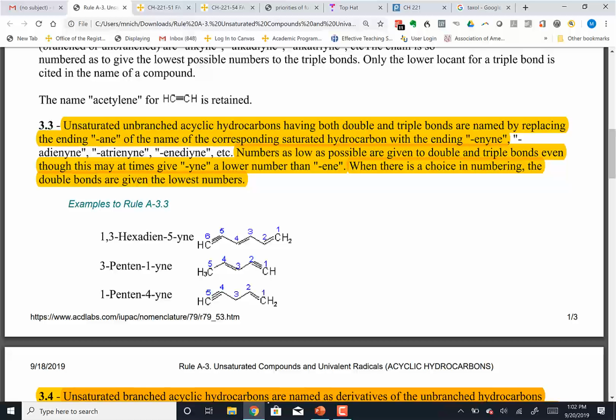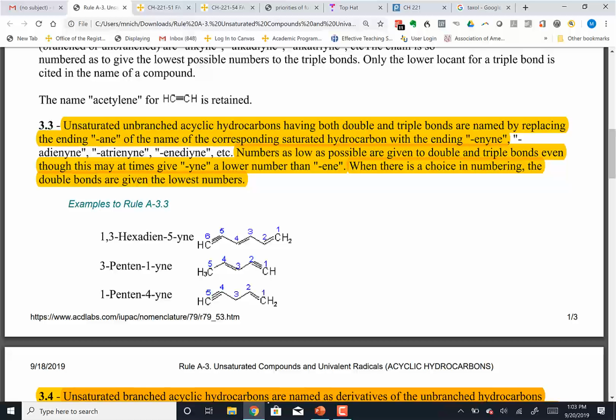So they automatically say the yne comes last. So it's always an ene. But first of all, they gave the triple bond last billing, even though it's lower on the chart. So that's what IUPAC did. I still have issues with IUPAC, but they're not going to listen to me.